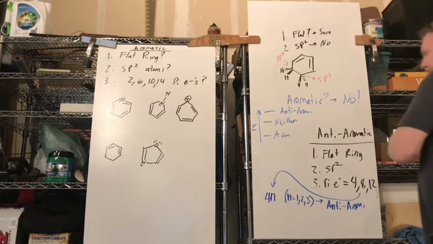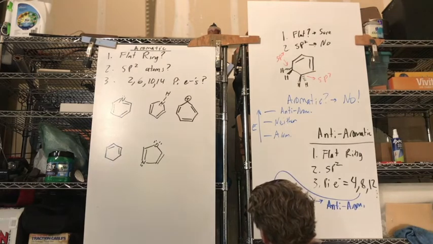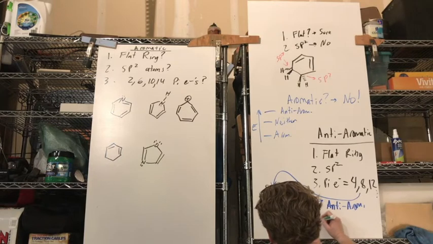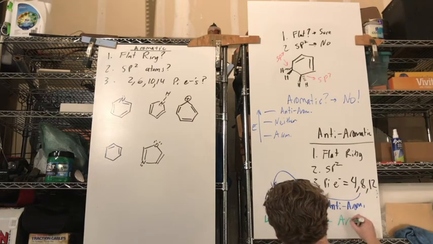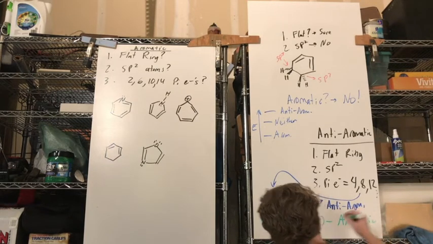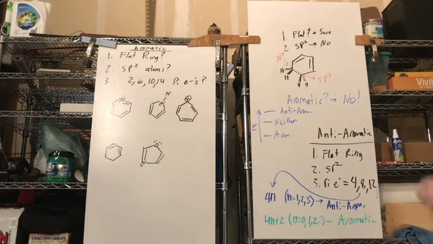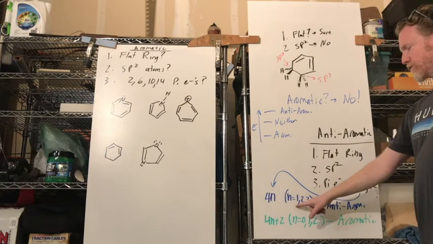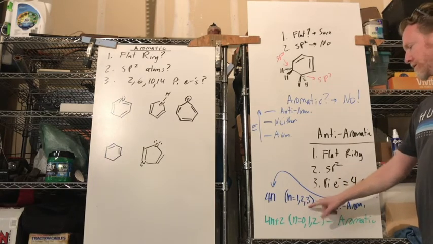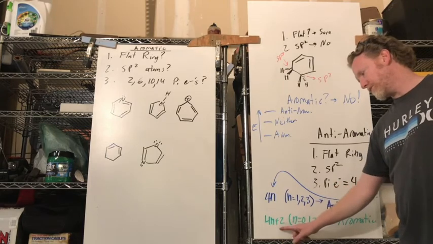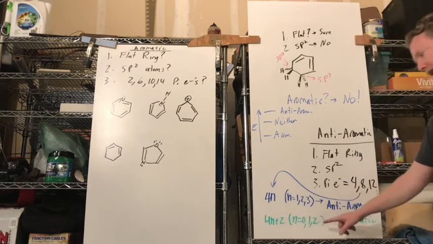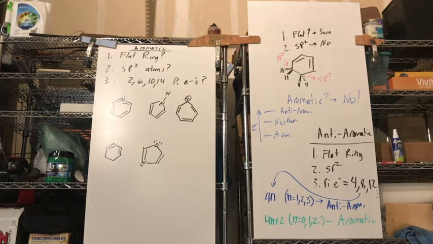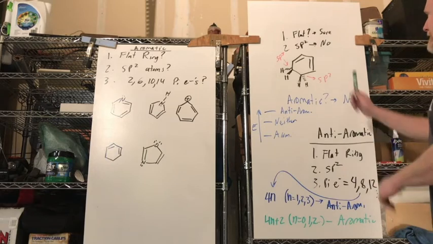Let me review really quick. For aromatic, it's 4n plus 2, where n equals 0, 1, 2. So, see the difference in the formula? Anti-aromatic, you don't have the plus 2. You have to start with n equals 1 to generate your series. For aromatic, you have 4n plus 2, and n can equal 0 to start the series. So these are formulas we'll use a lot. You get it. So now let's go back to this guy.